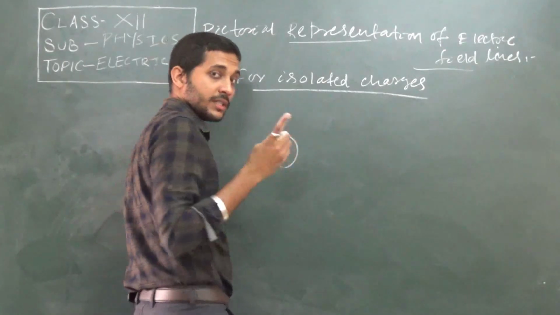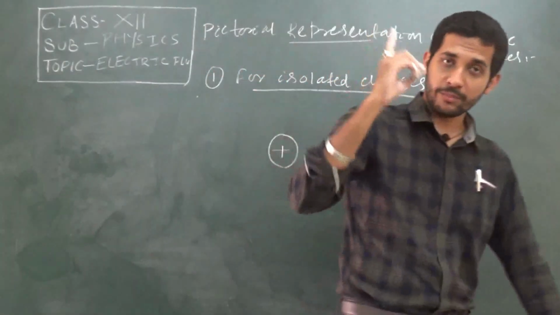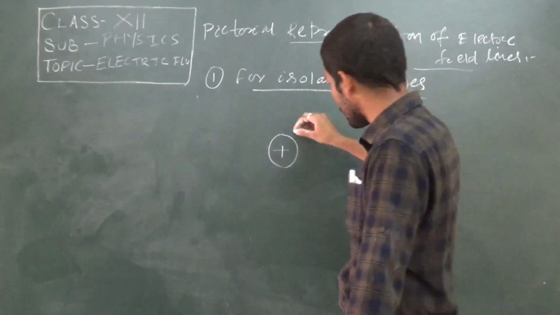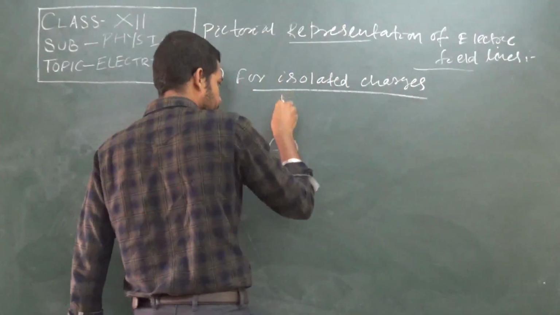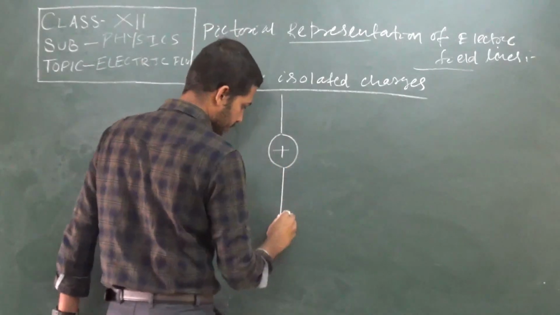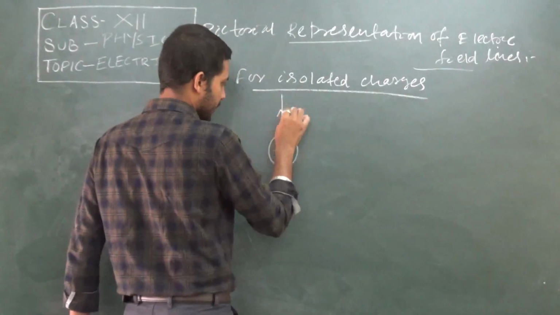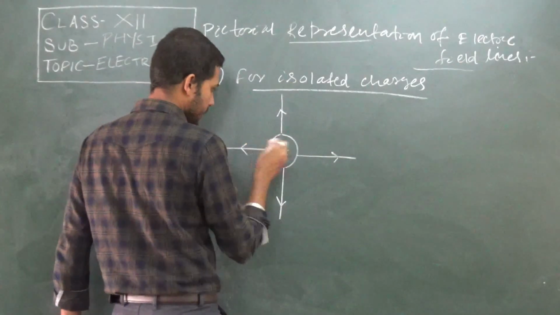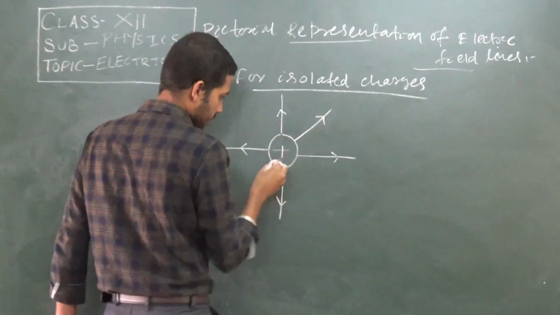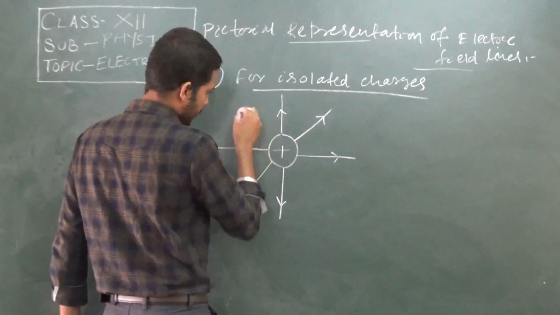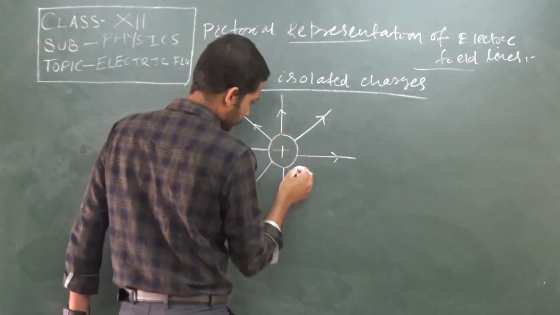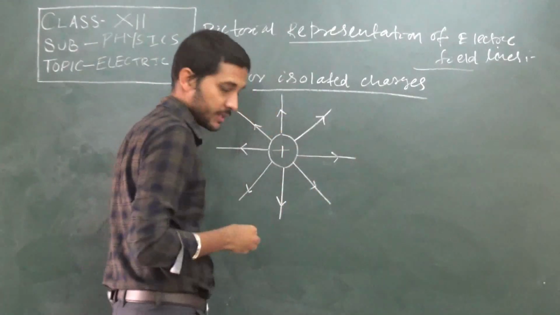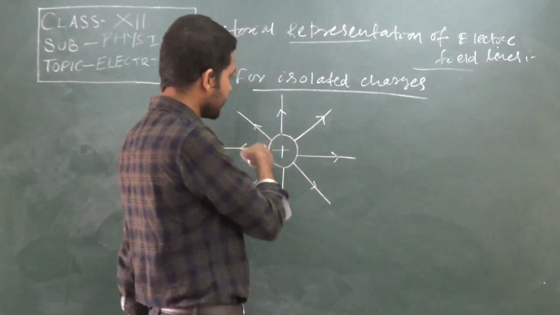Then we know that always lines of force come out from a positive charge. So the lines of force here also will come out from the positive charge. You need to give the direction particularly. Come out from the positive charge like this, in all directions. I already discussed about this one.